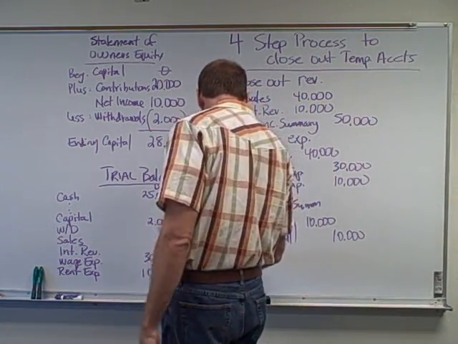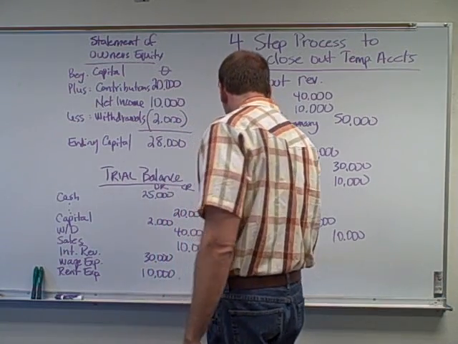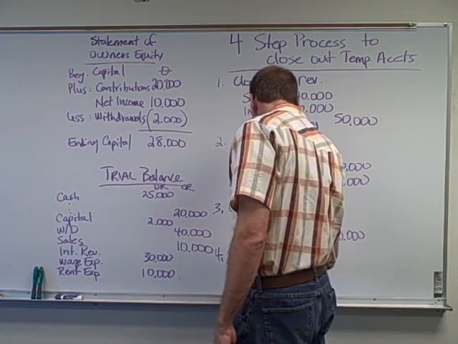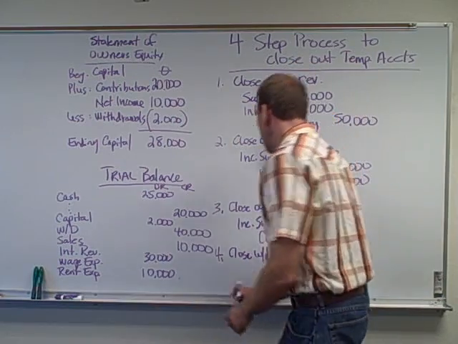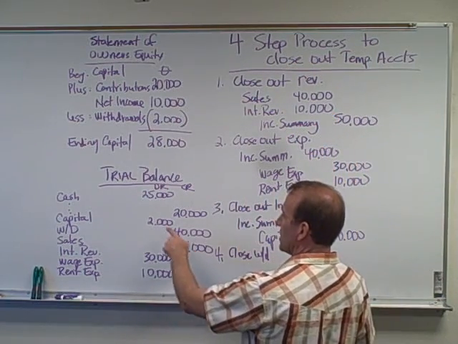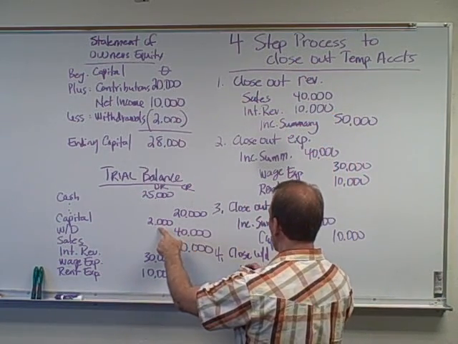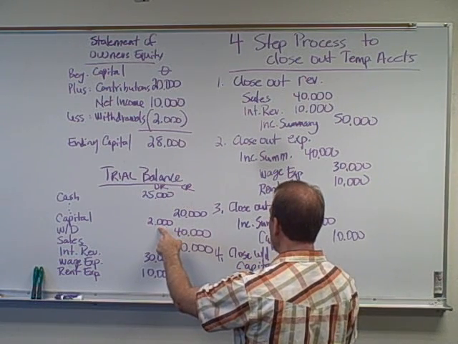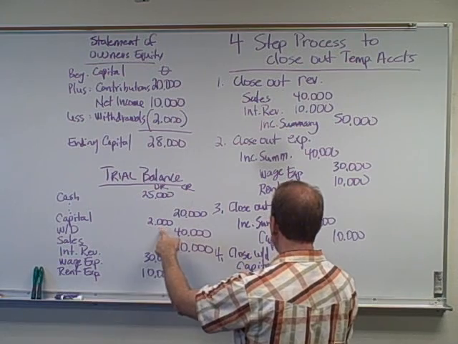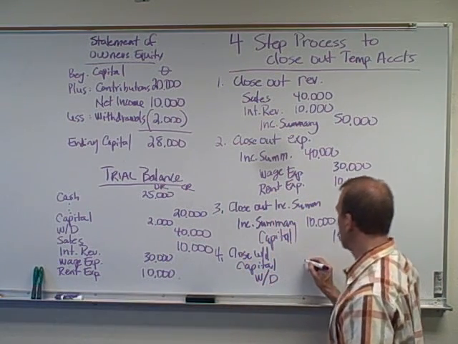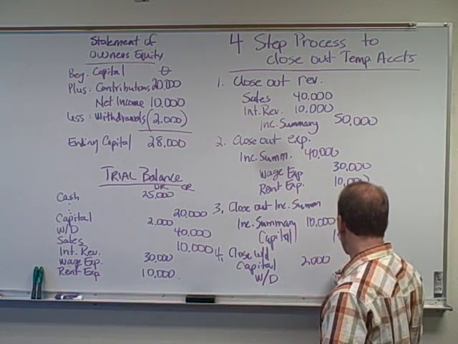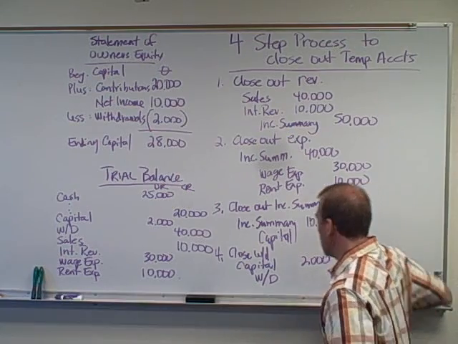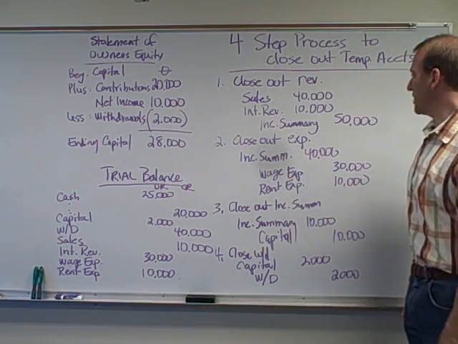And now the last step is to close out the withdrawal. I'm running out of room. I'll just say close withdrawal. The withdrawal account has a $2,000 debit balance, so we're going to close it directly to the capital account. So we're going to debit capital and credit the withdrawal account, $2,000. So there's our four-step process.